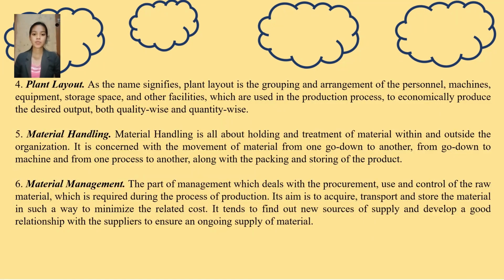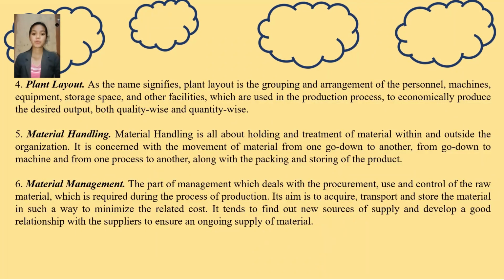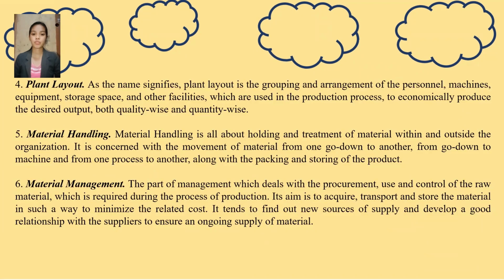Number 5 is the material handling. Material handling is all about the handling and treatment of material within the organization. It is concerned with the movement of material from one godown to another, from godown to machine, and from one process to another, along with the packaging and storing of the product.